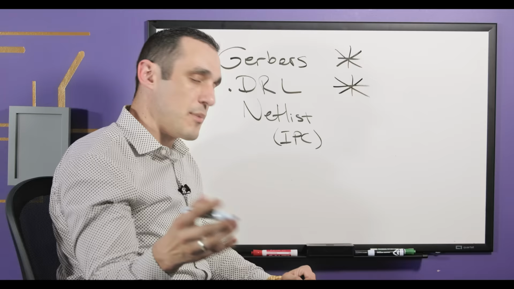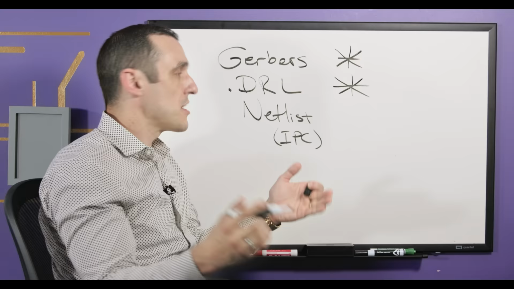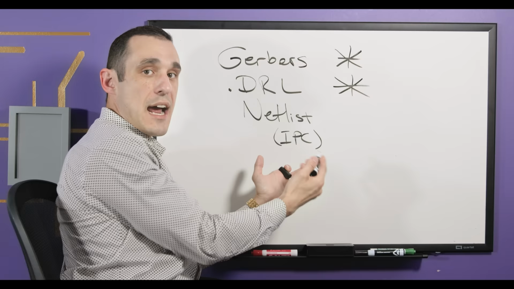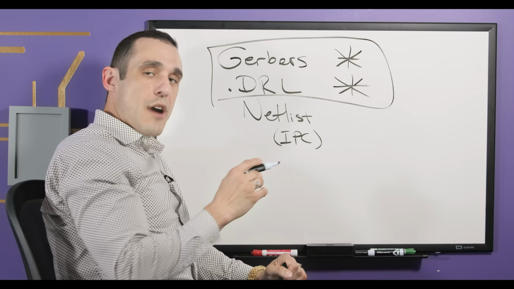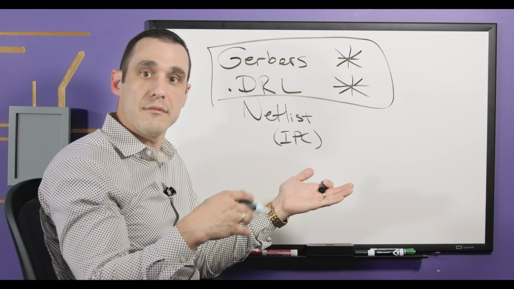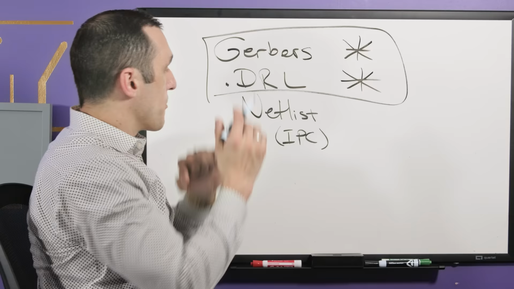Now, the netlist is not necessarily required because some CAM tools can extract a netlist and it's going to contain the same data as you might have in like an IPC netlist. The difference is that the IPC netlist will have specific net names, whereas if you extract a netlist from these two files, that extracted netlist is just going to have generic names. So it will just name them something like net0001, 0002, so on and so forth until all of the nets are named. So these are your basic inputs that you'll need to then reconstruct your PCB layout from your fabrication files.